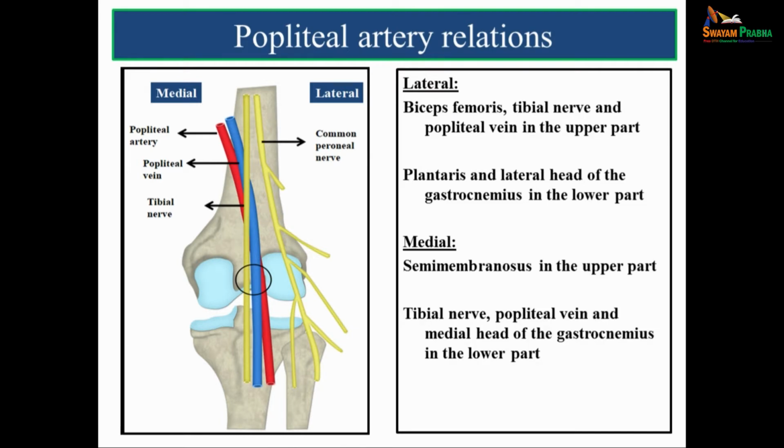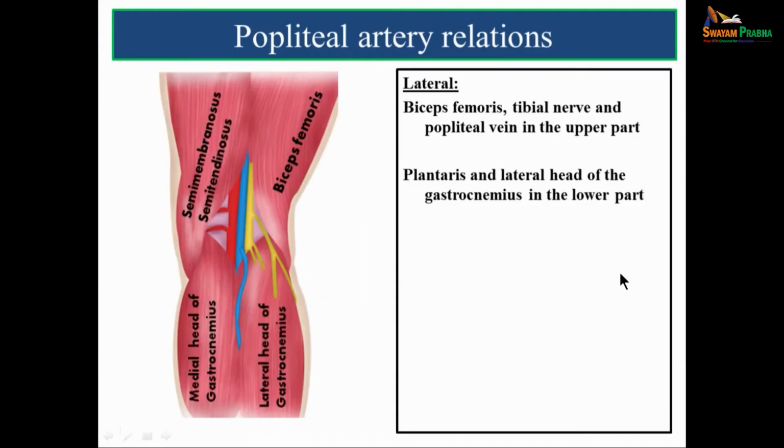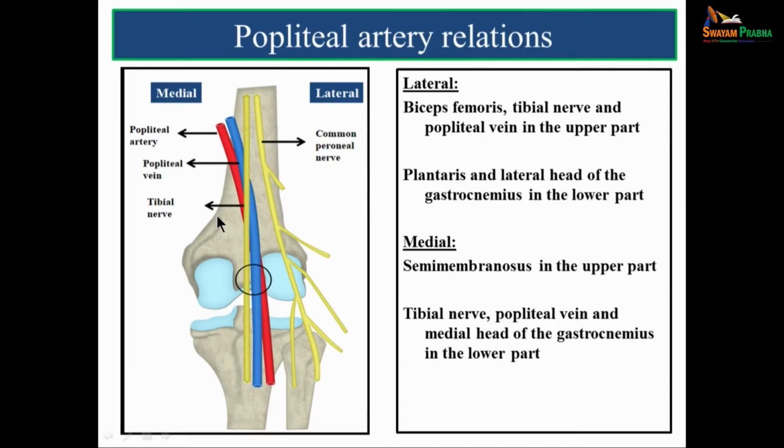On the medial side, we see the semimembranosus muscle in the upper part. Then we can see the tibial nerve, popliteal vein, and the medial head of the gastrocnemius in the lower part. So these are the medial relations of the popliteal artery.